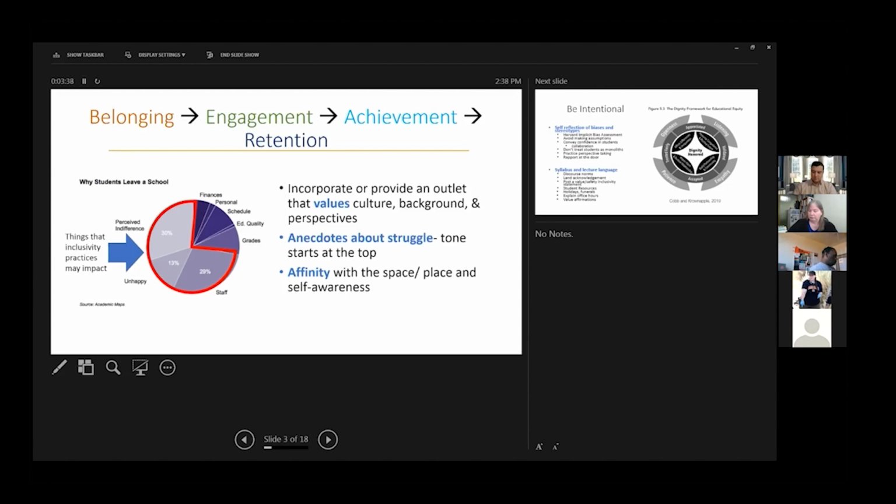As well as trying to create affinity and self-awareness of all students and really understand the place and space that they're in to make that relevant to them, and then bring out a comfort level that essentially will work with engagement.